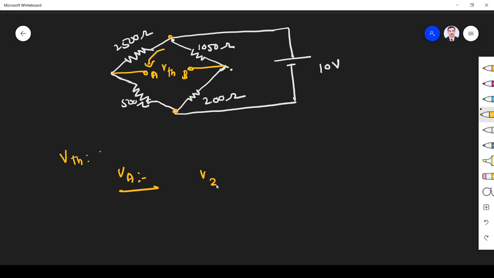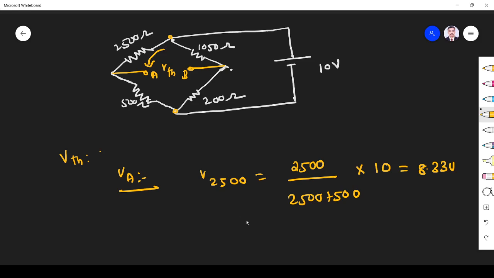So the voltage across 2500 is given by the total voltage. I apply the voltage divider rule, right? What is the voltage across 2500 only, that I have to find. So I write 2500 divided by the total resistance, 2500 plus 500, and multiply by the total voltage, 10. So it will give 8.33 volt. I applied the voltage divider rule.